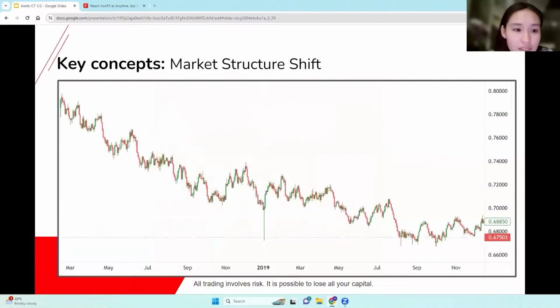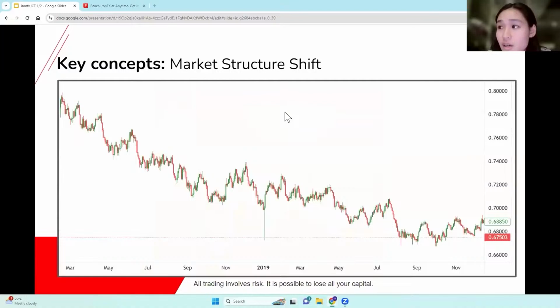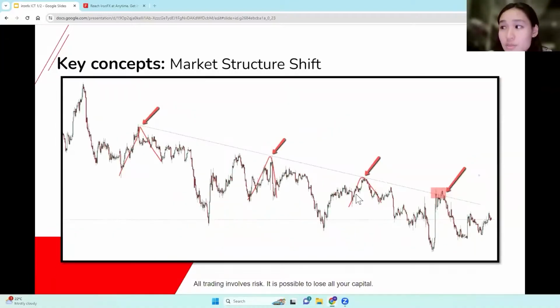If we look at this market structure, it's not as clear, but you can see that it's a very clear downtrend. So that's just basically what we're looking for over here. Okay, but typically we recommend you to look for a market structure that's clearer, something like this. Or something like this as well. So it doesn't have to follow a trend line.